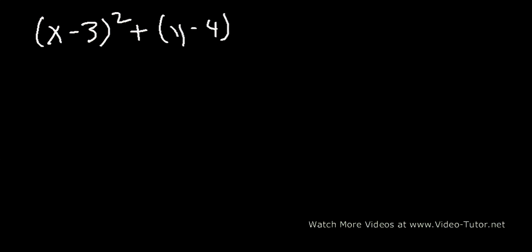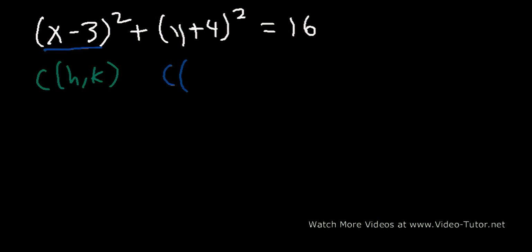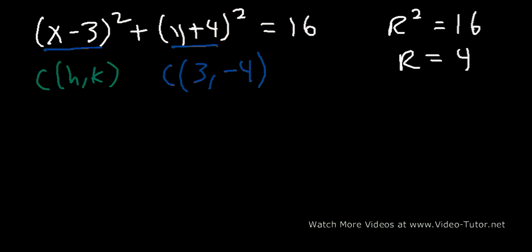So let's say we have this equation, (x minus 3) squared plus (y plus 4) squared equals 16. So we need to find h and k. The center is basically, if you set x minus 3 equal to 0 and solve for x, you'll get 3. So h is 3. So basically, you change the negative 3 to a positive 3. And the same thing with the 4. You change the positive 4 into a negative 4. So the center is 3, negative 4. And since r squared is equal to 16, the radius of the circle is 4.